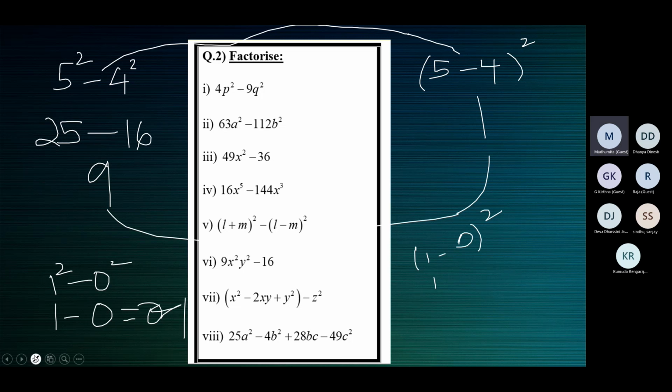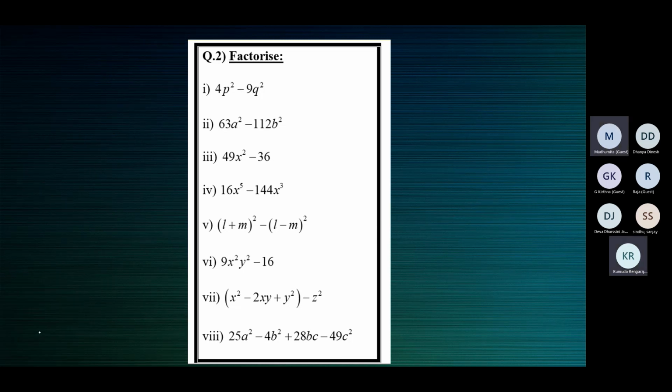Okay, ma'am. Now I get it. So children, a minus b the whole square is not the same as a square minus b square. They're different.